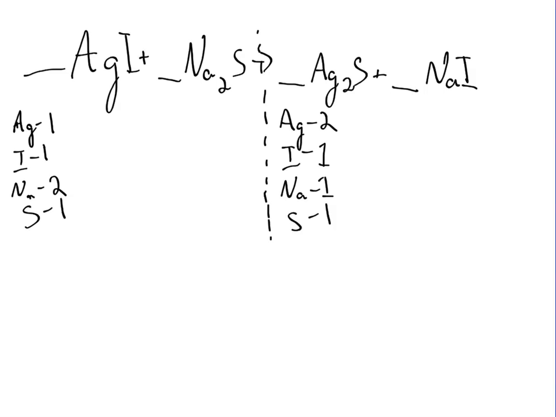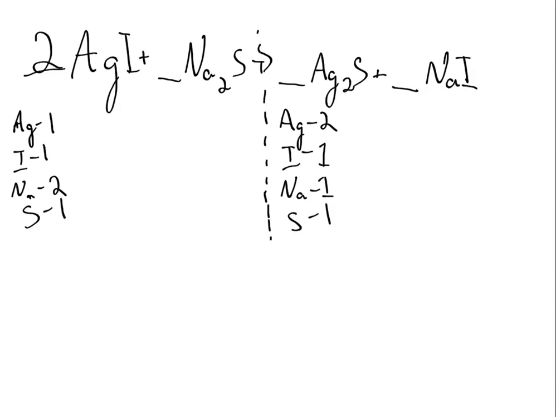Now my next step is looking and deciding what I want to balance first. At this point, silver is unbalanced and sodium is unbalanced. Everything else, iodine and sulfur, those are balanced. So just for funsies, I'm going to go ahead and do silver first. I have 2 on the reactant side. I need 2 on the product side. So I'm going to put a 2 as a coefficient in front of silver iodide.